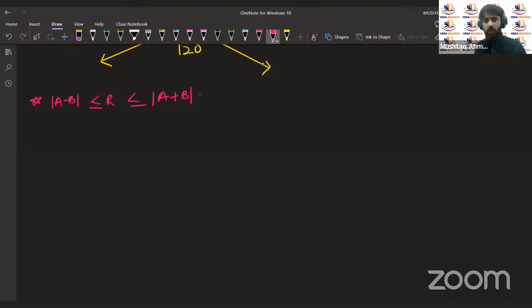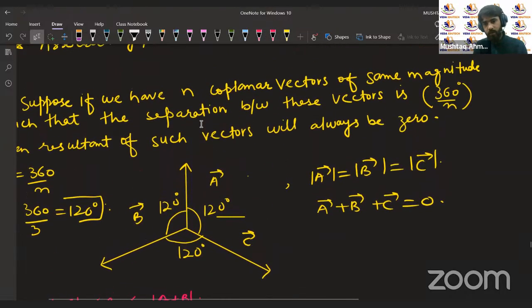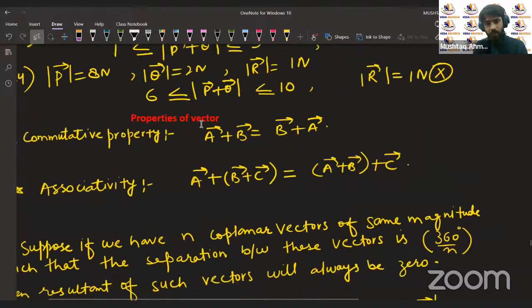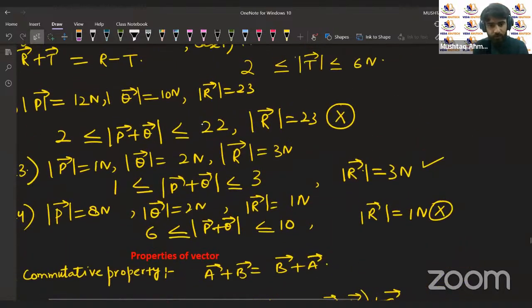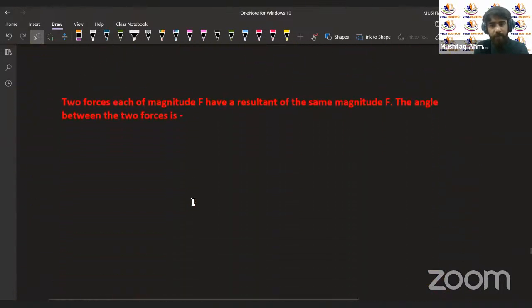That's the minimum value of R and the maximum value of R. Otherwise, the resultant of the three vectors cannot be 0. There will always be some magnitude of the resultant of all the three vectors. So this is how we can check whether the three vectors will be giving 0 resultant. So let's try to solve a few questions related to vector addition.